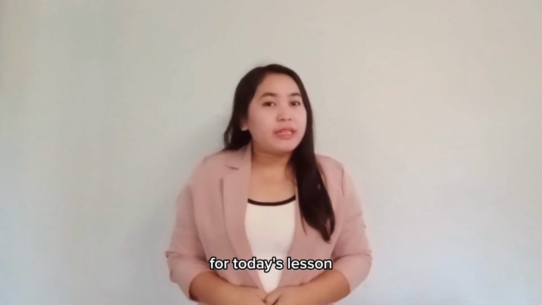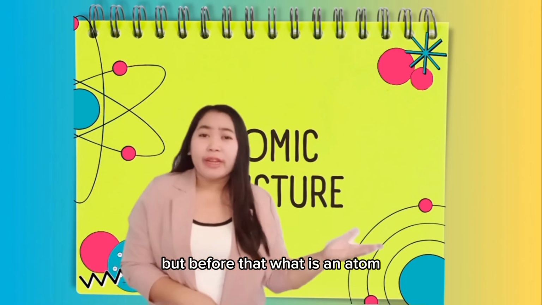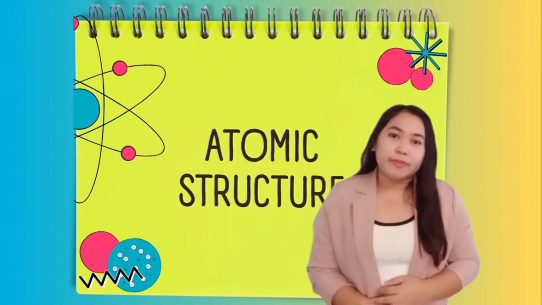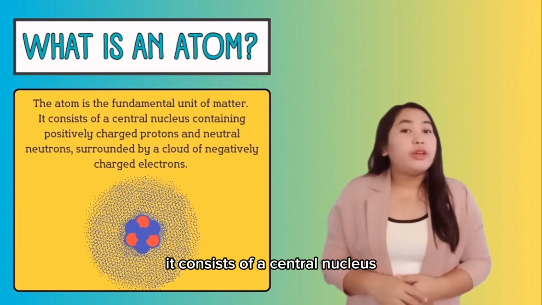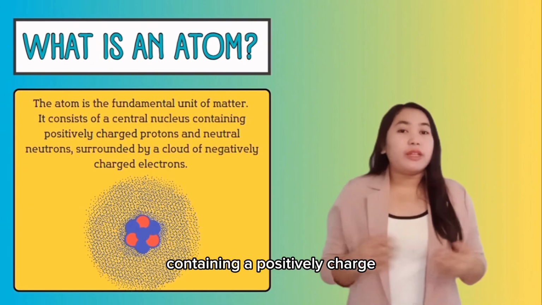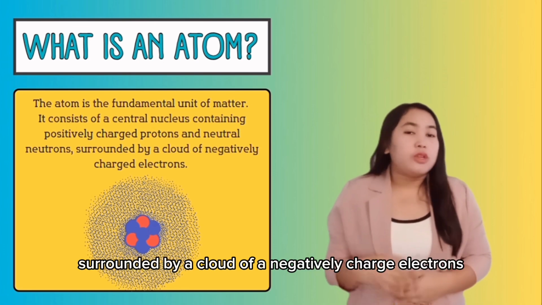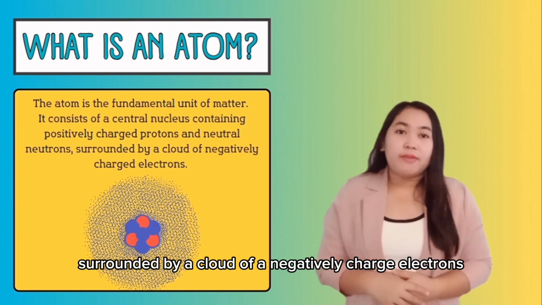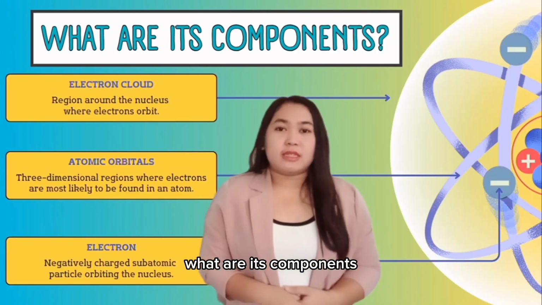For today's lesson, we are going to talk about the atomic structure. But before that, what is an atom? The atom is the fundamental unit of matter. It consists of a central nucleus containing positively charged protons and neutral neutrons, surrounded by a cloud of negatively charged electrons. What are its components?